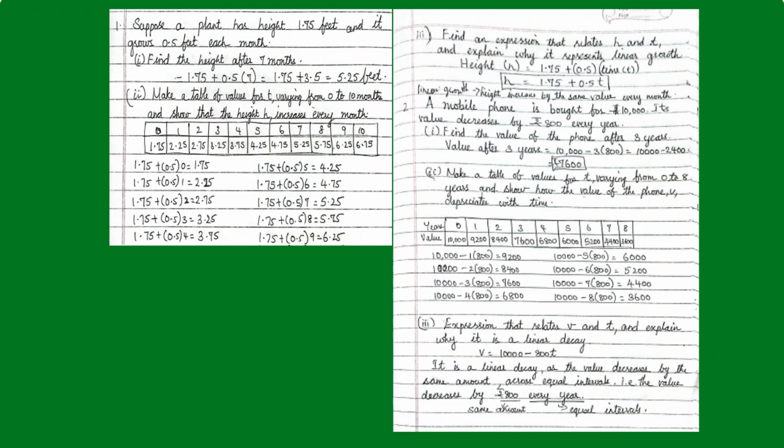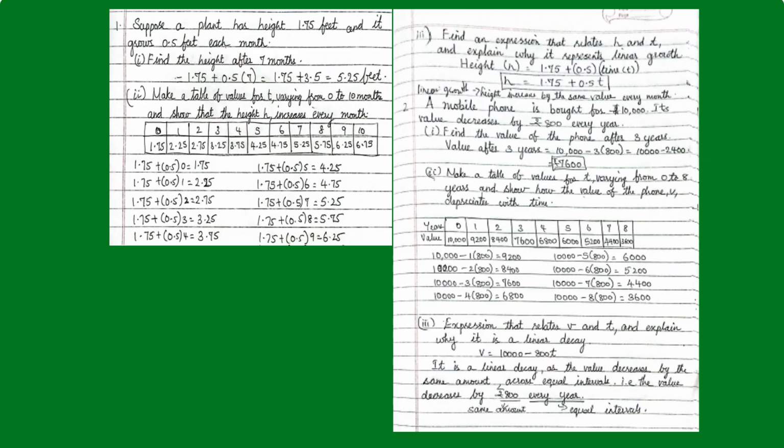Problems under 2.4. Question number 1. Suppose a plant has height 1.75 feet and it grows 0.5 feet every month. Find the height after 7 months. So, the initial height from where we are expected to calculate the incremental heights is 1.75 feet. After that, for every month, it grows by 0.5 feet. It grows, it increases. So it's an example of linear growth.